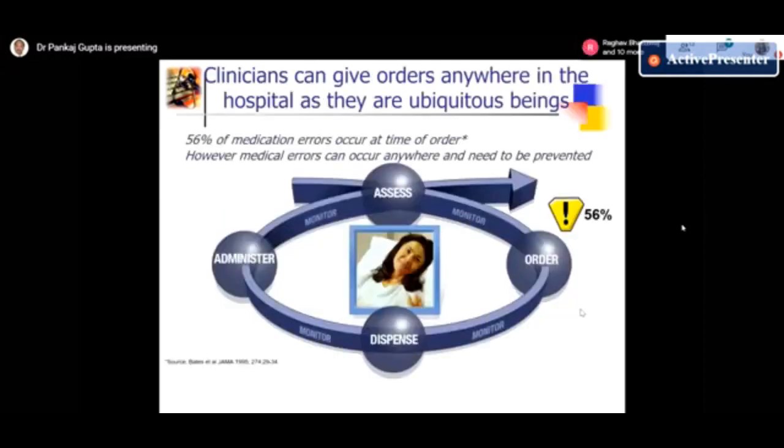Okay. Now, what is CPOE and BCMA? What has been seen is that 56% of the medication errors occur at the time of clinical orders.